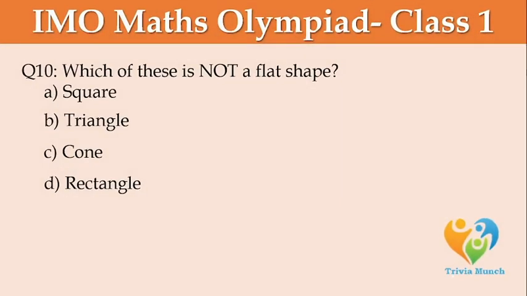Which of these is not a flat shape? Option A triangle, option B square, option C cone, option D rectangle.